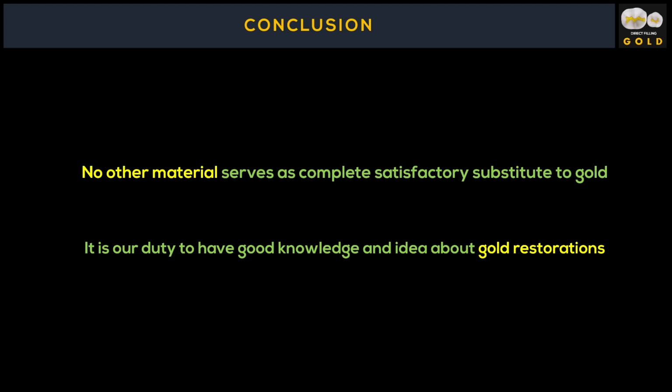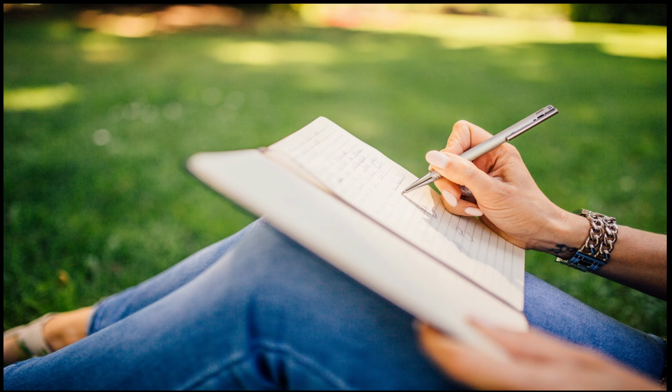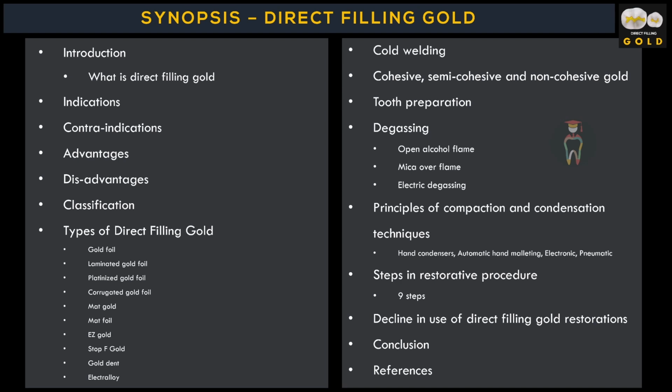If this question is asked in the exam, then the following points have to be there in the answer sheet. First, there should be a small introduction about what is direct filling gold, and then we have to write about the indications for direct filling gold, its contraindications, the advantages and the disadvantages. Then the two classifications, the Phillips and also the Marzouk's classifications, which are quite simple, have to be written.